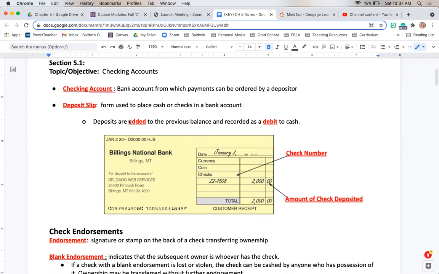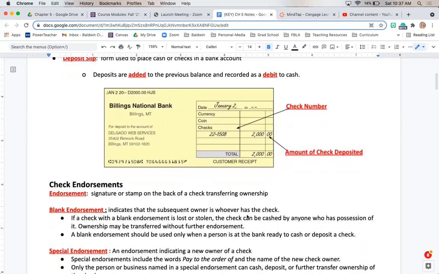Deposits are always going to be added to a previous balance, so it's going to increase our cash account, which would be a debit. When we fill out a deposit slip, we often list the check numbers and the check amounts, and then we total that deposit slip at the bottom.